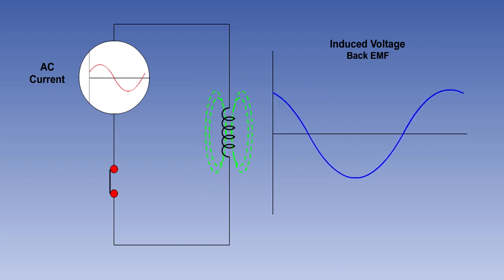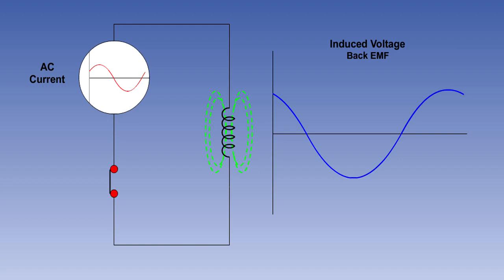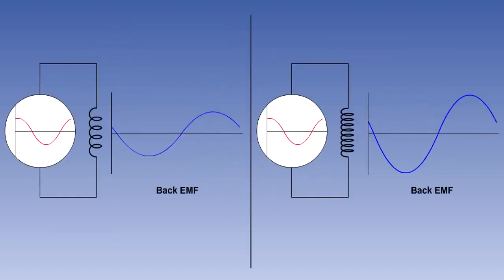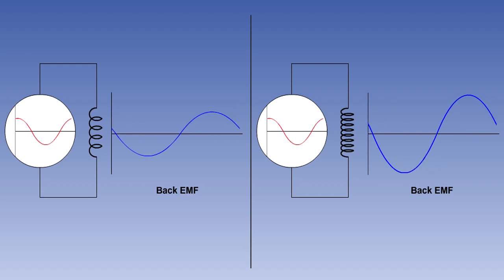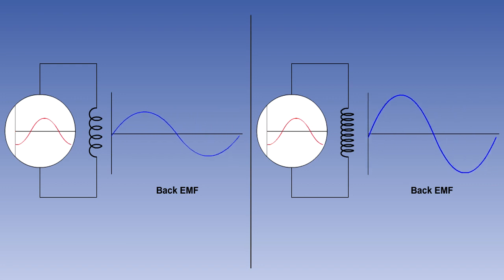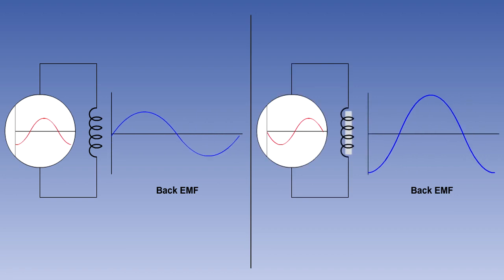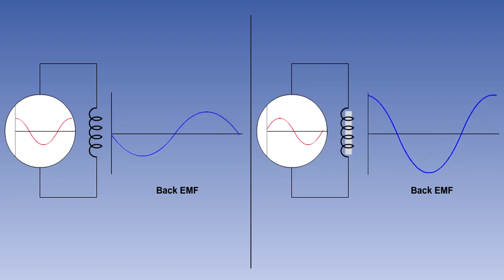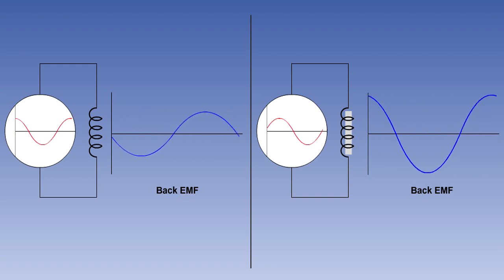There are a number of factors which can affect the magnitude of the induced voltage or back EMF. The more turns of wire there are in the coil, the stronger will be its magnetic field, producing a larger back EMF. Placing a soft iron core inside the coil will produce a stronger magnetic field, with a consequent increase in back EMF.